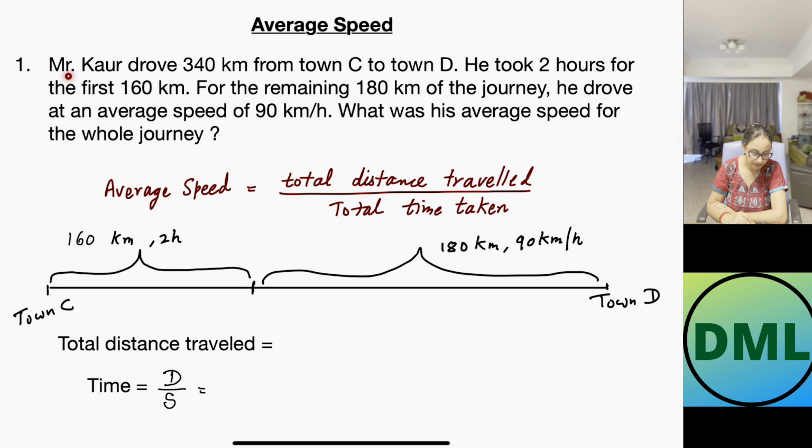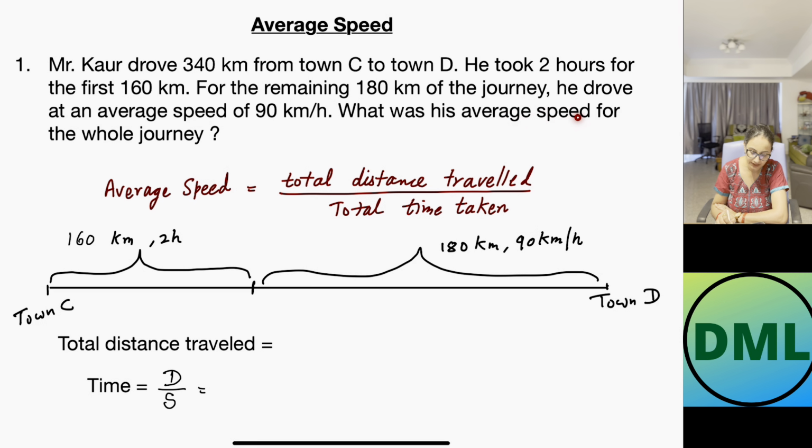Average speed. Mr. Kaur drove 340 kilometers from town C to town D. As you can see, this is town C and town D. He is traveling from town C to town D. He took 2 hours for the first 160 kilometers. For the remaining 180 kilometers of the journey, he drove at an average speed of 90 kilometers per hour.